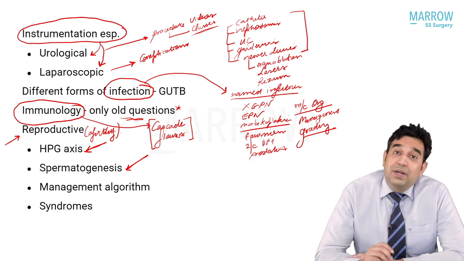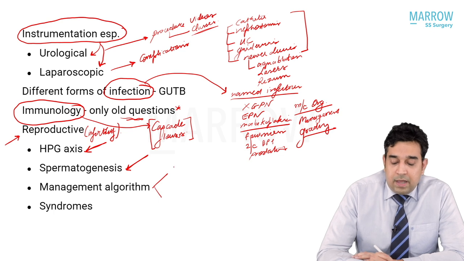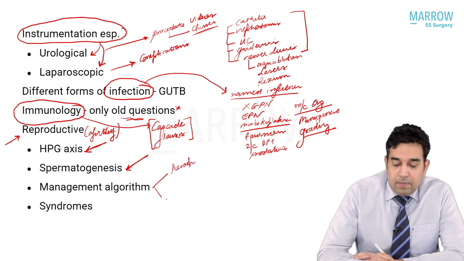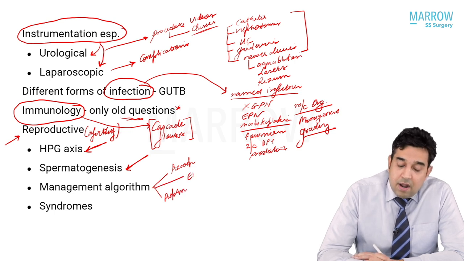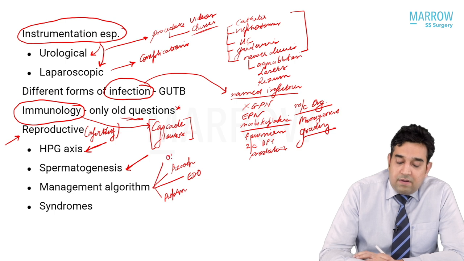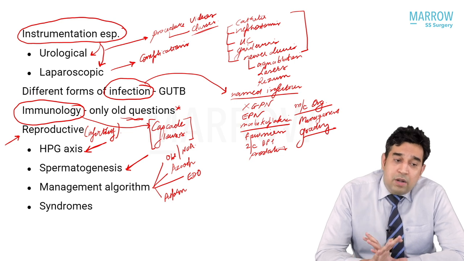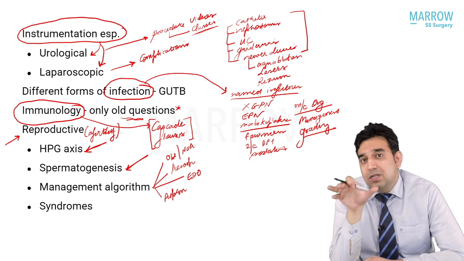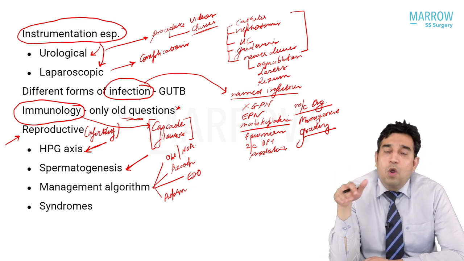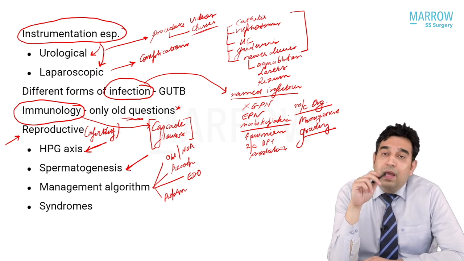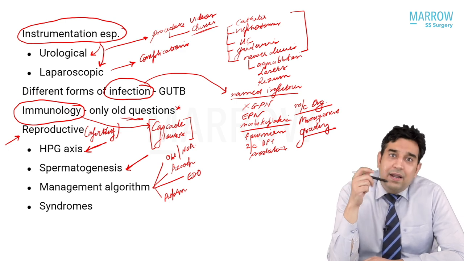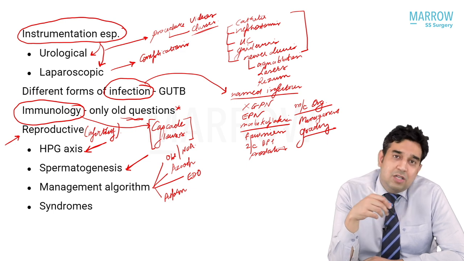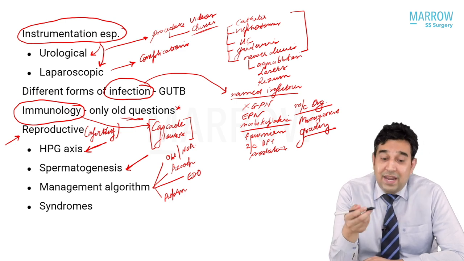We should know about the management algorithms, because many times there will be algorithms around azoospermia, aspermia, ejaculatory duct obstruction, and obstructive versus non-obstructive azoospermia. So we should already know what's mentioned as the standard. What is the next step we take when something happens? Because questions will come directly from a particular scenario or one arm of that management algorithm. And if you have some other concept in mind and not that exact algorithm, there's a chance you may not be able to answer that question correctly.